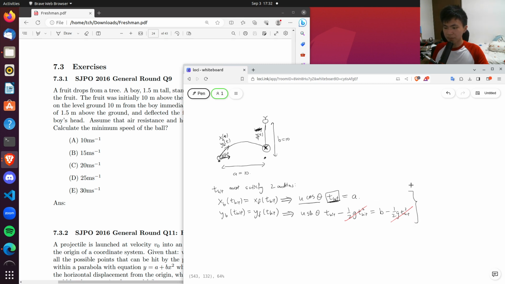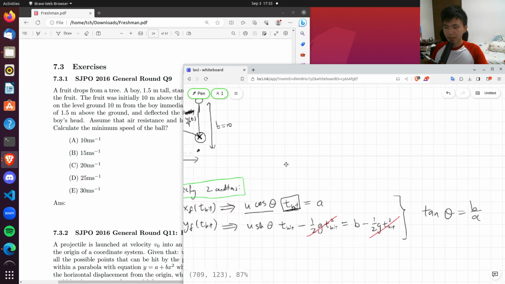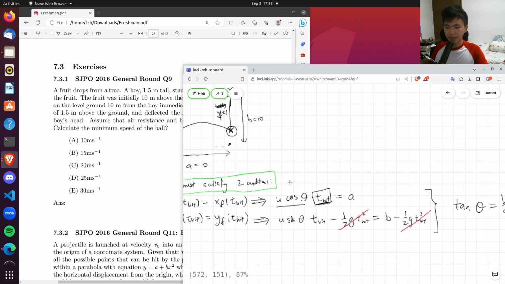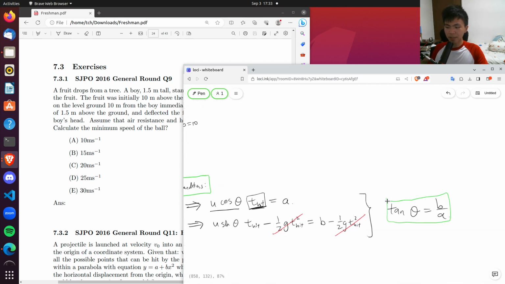So these two equations, right, u cosine theta t equals a, u sine theta t equals b. If we divide them, we see that the u's and the t's cancel out. So what we actually get is tangent theta equals b over a. And so what we see is that the two conditions that must be satisfied if the ball were to hit the fruit can be translated into a condition on the angle at which the ball is projected.